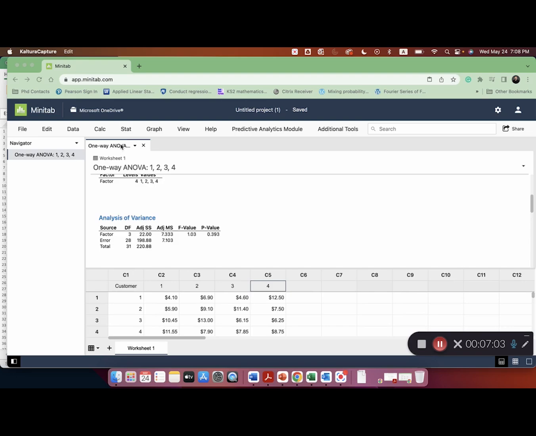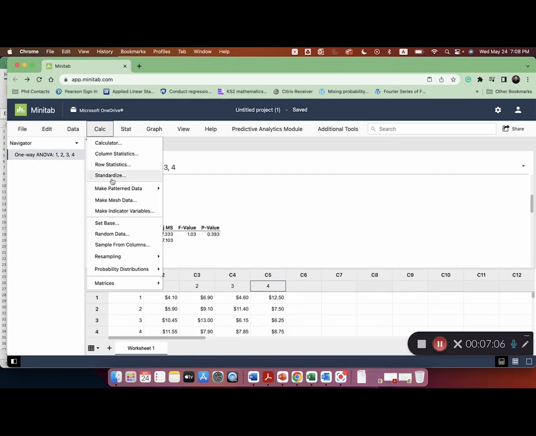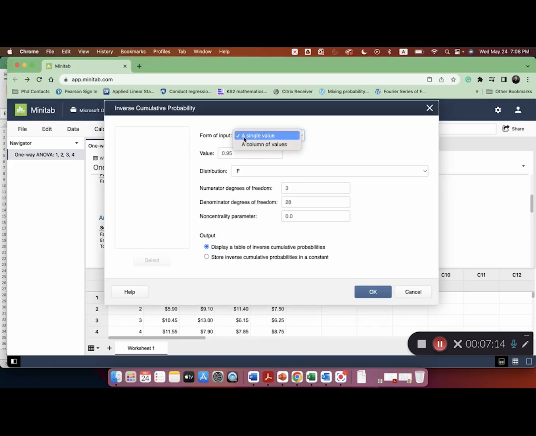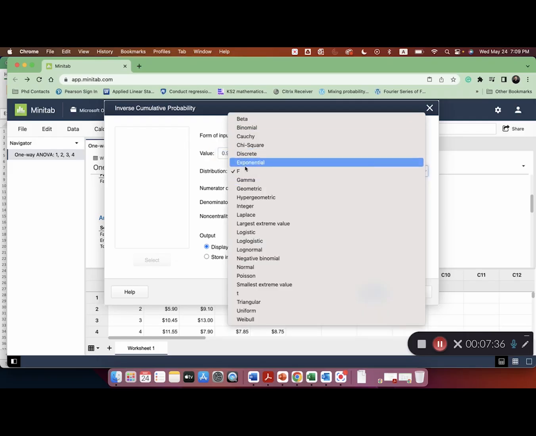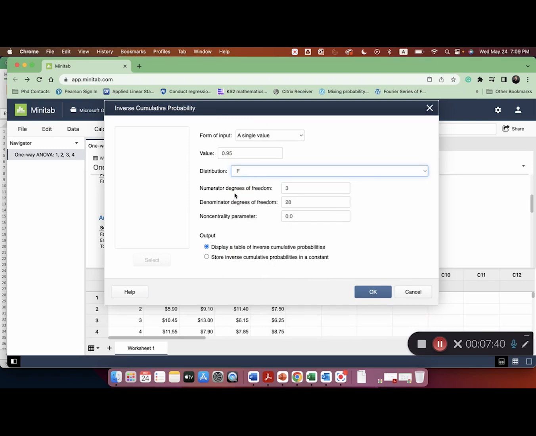Okay, to get F critical, we go to calculations, probability distributions, then we go to inverse cumulative distribution function, then we choose the single value. Because alpha is 0.05 and the F value is going to be on the right tail, we look at the left region. The left region is 1 minus alpha, which is 95%. If alpha is 1%, this value is going to be 99%, and so on. The distribution, we have to choose the F distribution. The numerator degree of freedom is 3, the denominator is 28.